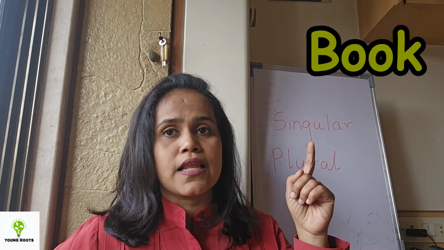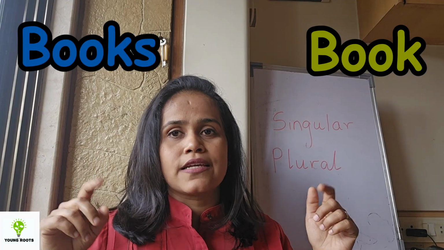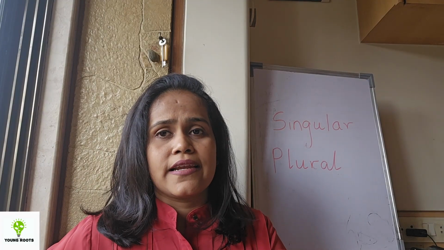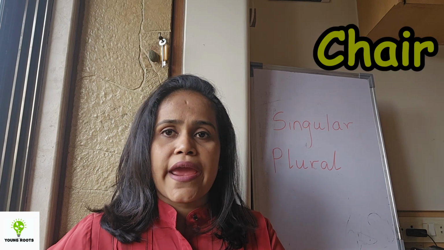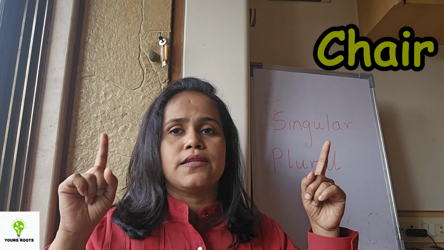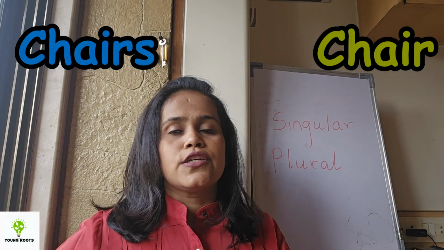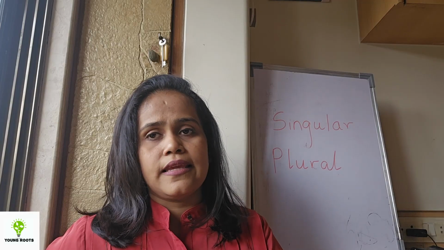Book, it's a single book. You simply add an S and you say books. You simply add S and it becomes books. Next one, chair. It's a single chair. When you add an S, it becomes chairs. So this is the simplest rule by adding an S at the end.